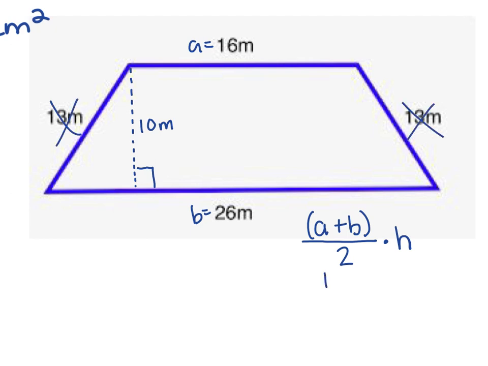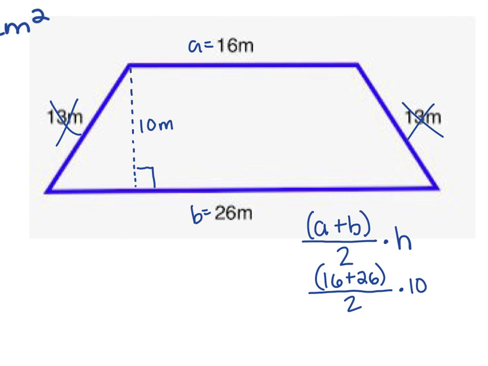Okay, so 16 plus 26 in parentheses, divide by 2 times 10. I know this is hard because you can't see my calculator, but if your calculator is in front of you, clear your screen. Right above the 8, there should be the beginning parenthesis button. So hit that and then type in 16 plus 26. Right above the 9 is the end parenthesis button.